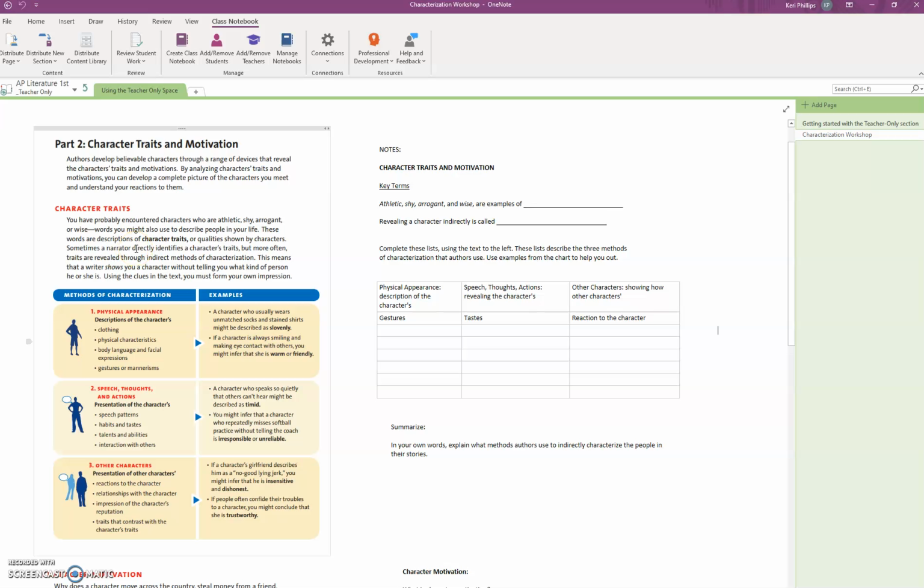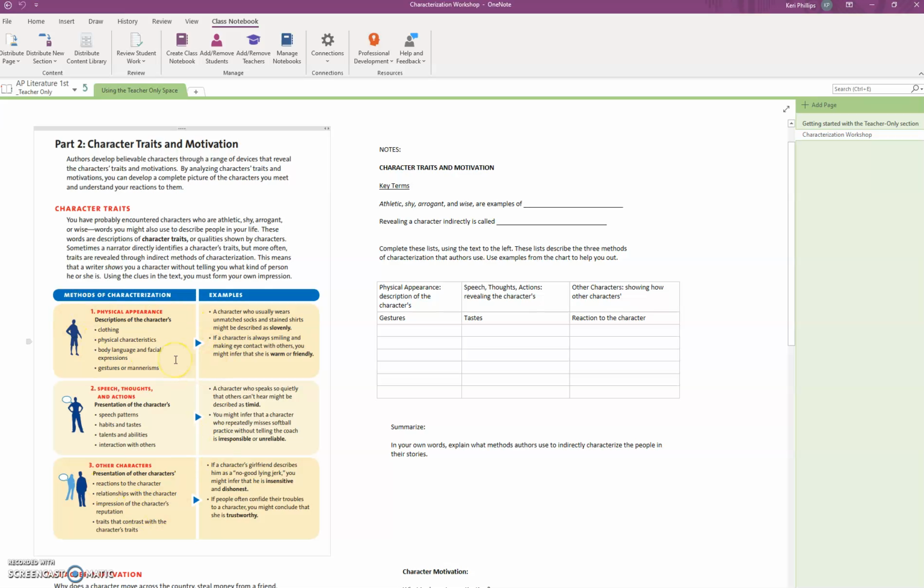And so character traits are broken up into 3 sections. We have physical appearance, speech, thought, and actions, and then we have their relationship to other characters. So when we're trying to identify character traits, especially with our main characters, we do not want just physical appearance, because hopefully in your own life you are more than just what you look like. So when we're looking for details, when we're trying to create a chart, we're looking for 3 kinds of details.